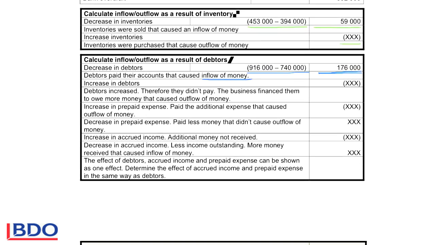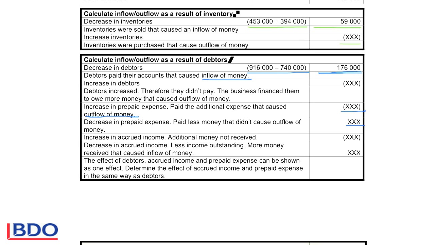If we just look at all the other entries that can appear under debtors, if prepaid expenses increase, then it means that the business paid additional expenses during the year for the following year, and that caused an outflow of money to pay for these additional expenses, so it will be a negative figure. If there's a decrease in prepaid expenses, then the business paid less money for the future. That didn't cause an outflow of money, so it will be a positive figure.